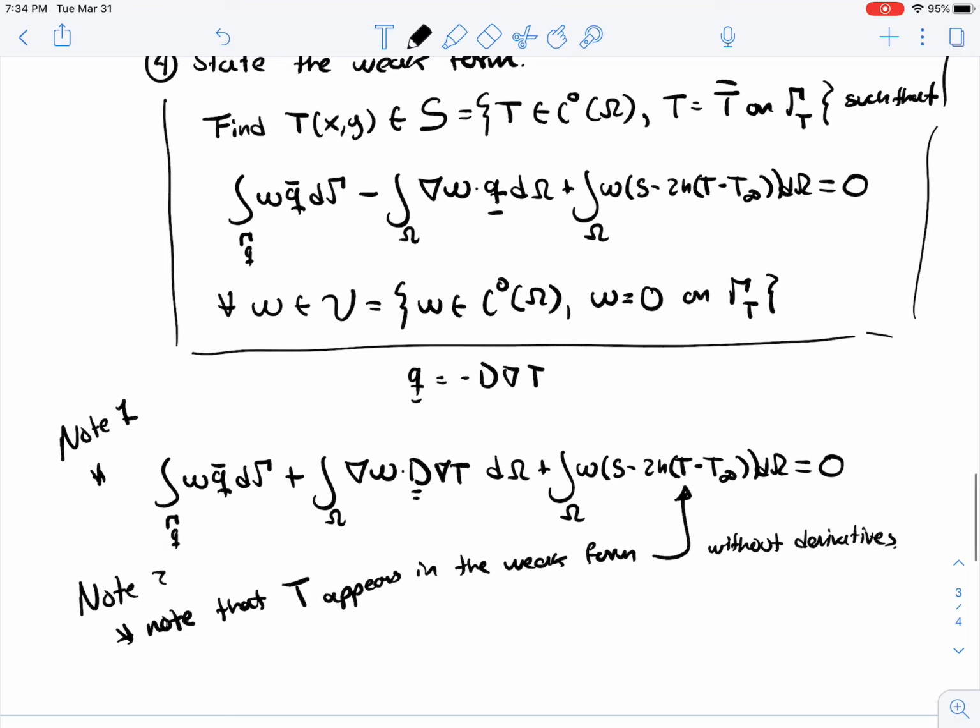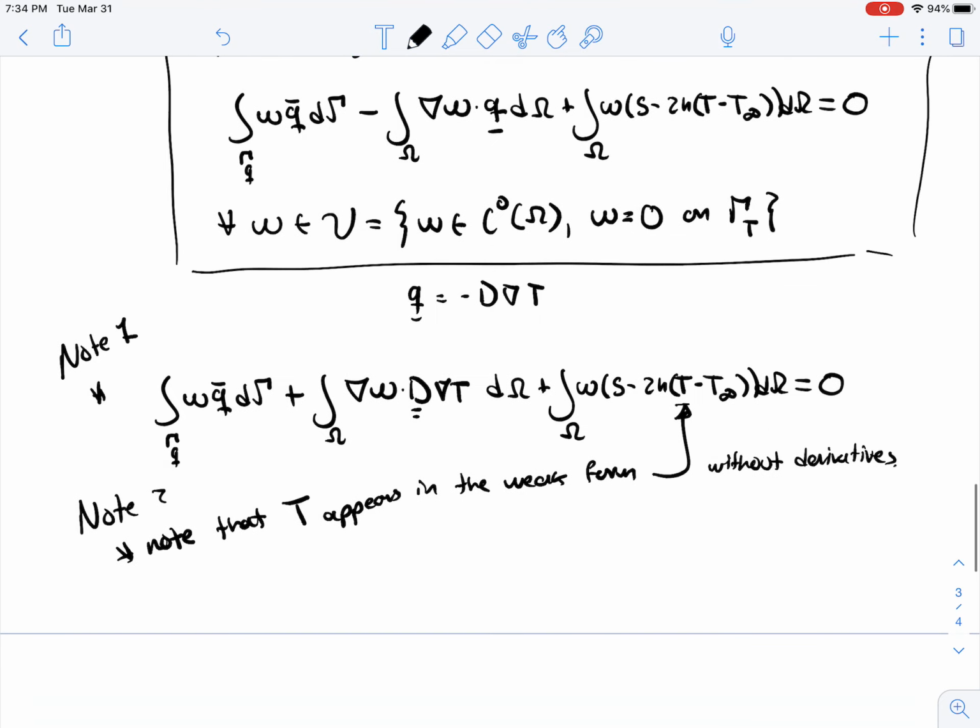Without derivatives. So in the past, the only thing that we had was wq bar plus the integral of gradient of w times d times gradient of t, and then integral of ws. So that's what we had. So the only way that the temperature appeared in the weak form was with the gradient. Now we have the gradient, and we also have this other term where the temperature appears without the gradient.